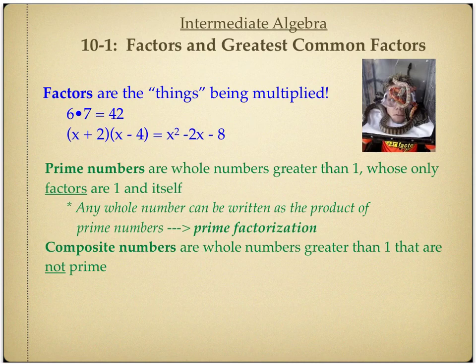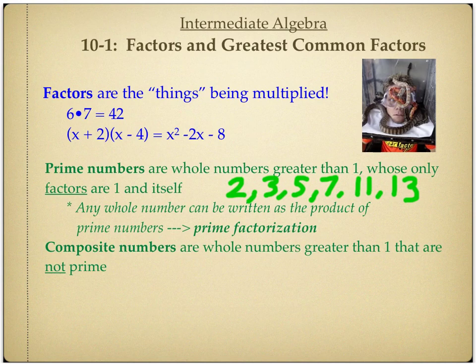All right, prime numbers are whole numbers greater than 1 whose only factors are 1 and itself. And we could list some prime numbers. The smallest prime number, of course, is not 1 because it has to be greater than 1. So 2 is a prime number, and 3, and 5, and 7, not 9, but 11, 13. That's just a partial listing of some of the first prime numbers.